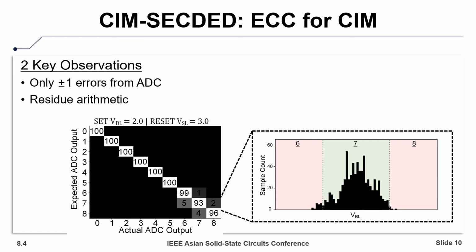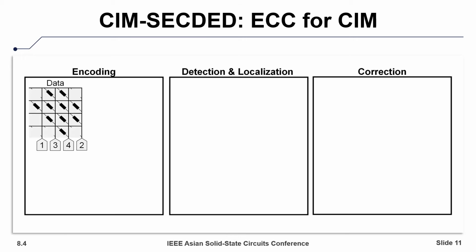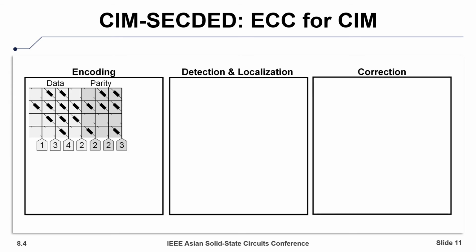Next, we will see how these observations can be used to enable ECC for compute memory by walking through an example. We will break down these differences into the 3 main components of SECDED: encoding, detection and localization, and lastly, correction. The 4-bit data we will use is shown here. To illustrate compute memory, we will also read 4 consecutive rows, and the ADC results are shown below the array. Next, we will encode the parity bits for localization. This is the same as SECDED.